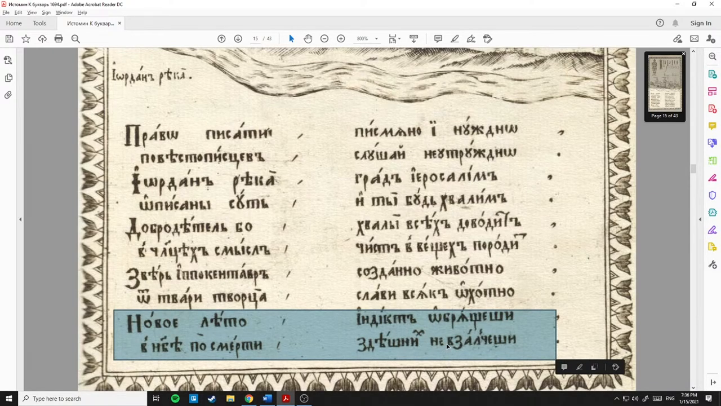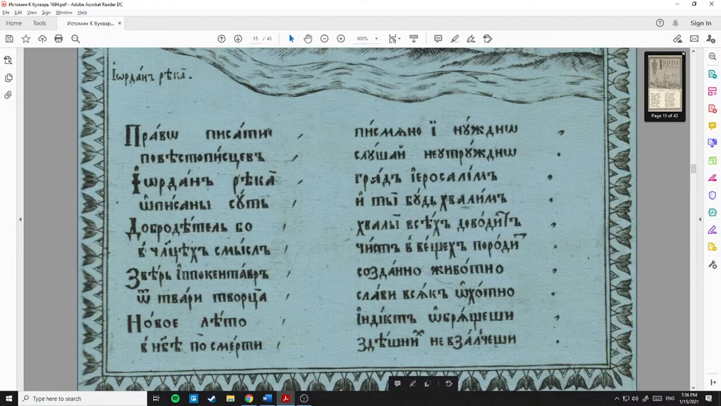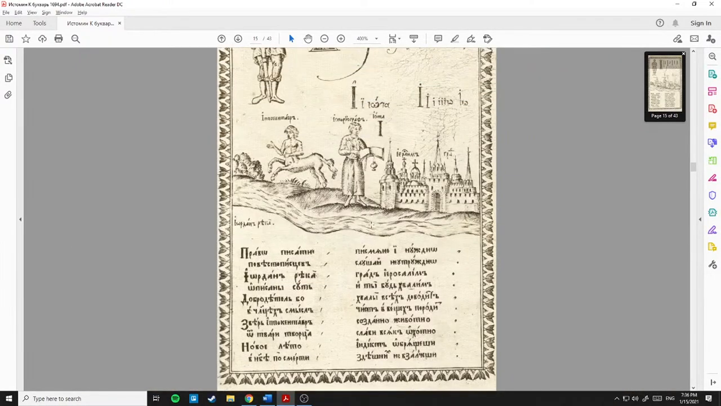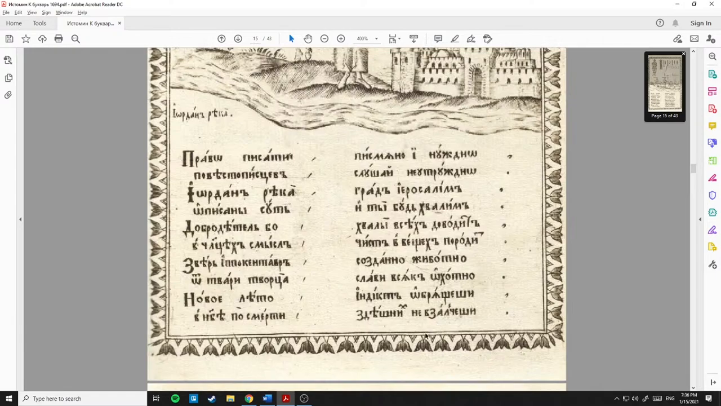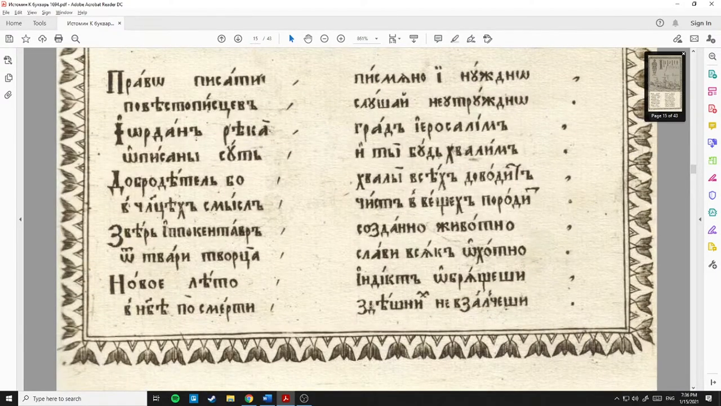Взял чеши, взять, take. Взял, so this is a ля, right? Взял чеши. I don't know. This happens when you read old texts. Complicated stuff. I have no clue, guys. I really don't know.